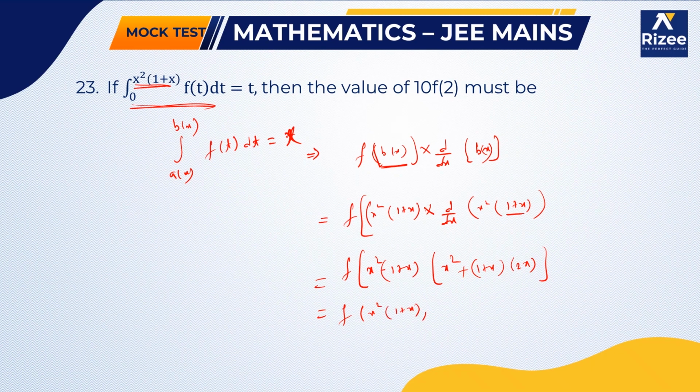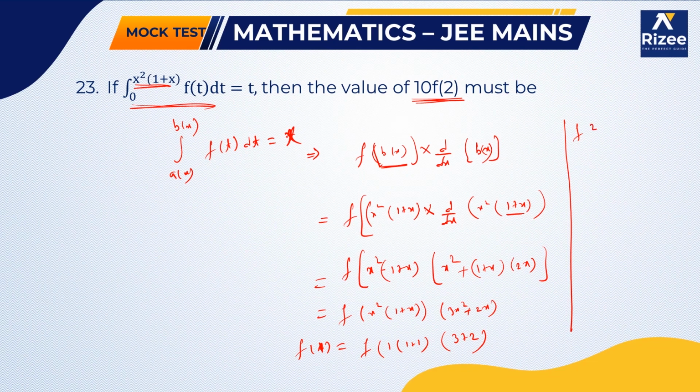What is he asking? F of 2. F of 2 is equal to 2 means I am taking f of 1. F of 1 into 1 plus 1, 3 plus 2. So f of 1 is equal to f of 2 into 5. F of 2 into 5 is equal to f of 1. Simply we can write 2 and 10 by 5, that is equal to 2.